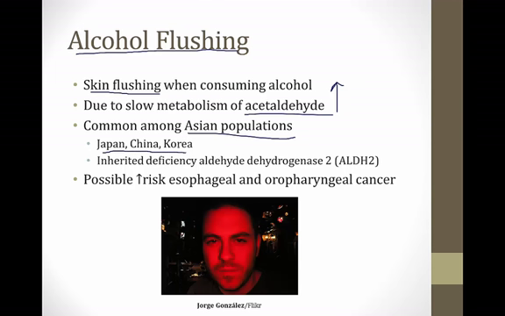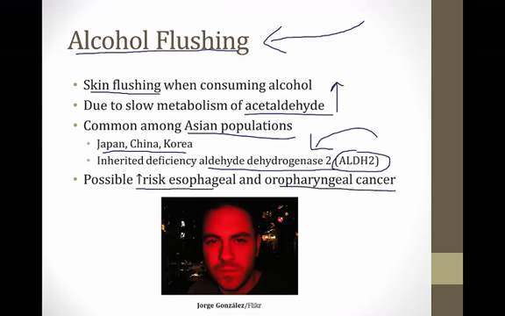There is an enzyme deficiency that has been linked to alcoholic flushing. The enzyme is aldehyde dehydrogenase 2, or ALDH2. People with an inherited deficiency of this enzyme are more likely to develop alcoholic flushing, and there is some evidence that they may have a slightly increased risk of esophageal or oropharyngeal cancer. And that concludes our module on ethanol metabolism.